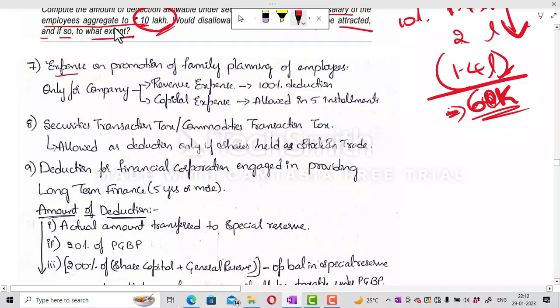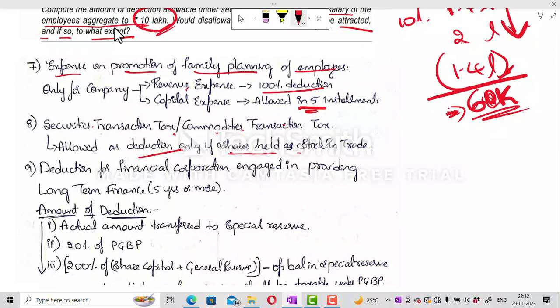In case we have incurred any expense for promoting family planning of employees, then if it is a revenue expense, take 100% deduction. If it is a capital expense, take the deduction in 5 installments. If we have incurred any securities transaction tax or commodity transaction tax, we can take the deduction, but only if the shares are held as stock in trade. If we are maintaining them as a capital asset, we cannot take the deduction.